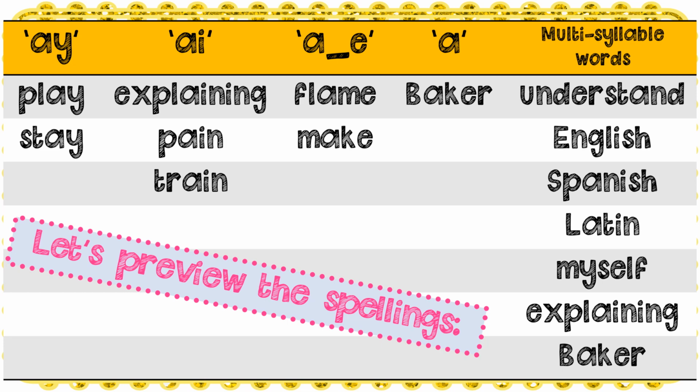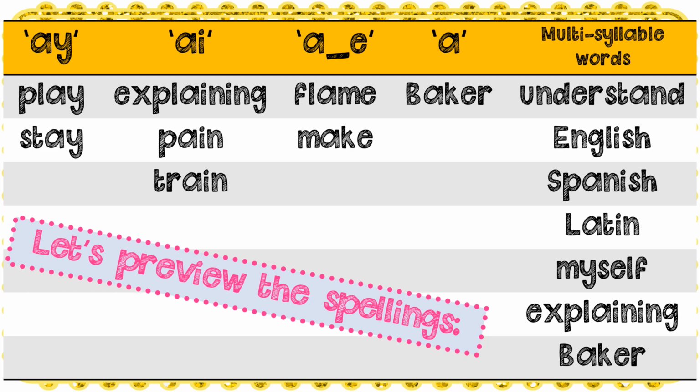Now, you've also got the A sound in multiple syllable words. With multiple syllable words, you break the word apart, which makes it easier to sound out. So we're going to review some of these words real quick before we start reading, because these are going to be words that you're going to see in the passage. Okay, look under your AY column. Play, stay. Now look at your AI column. So it's going to say A where there's AI.